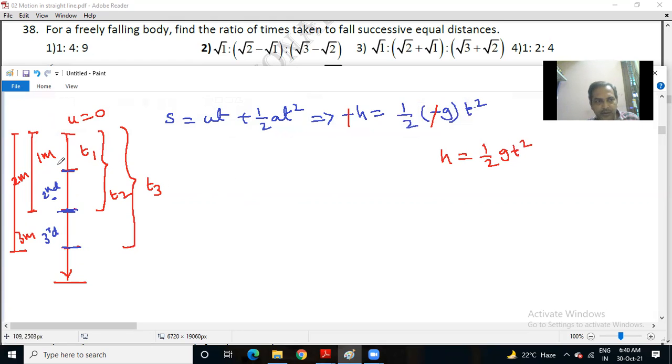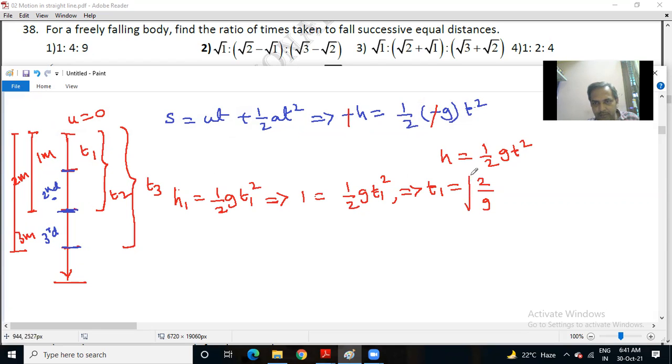Now, in the first case, h1 is equal to half g t1 square. So it will be 1 meter is equal to half g t1 square. You will get t1 is equal to, after simplification, root of 2 by g. Since here square is there, it will become under root. You call this equation 1.